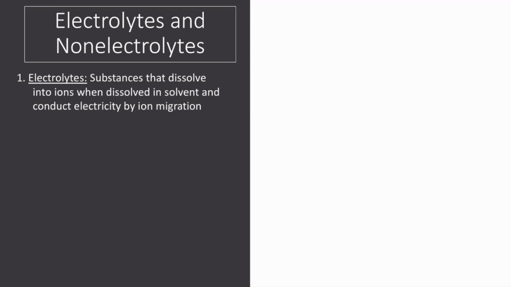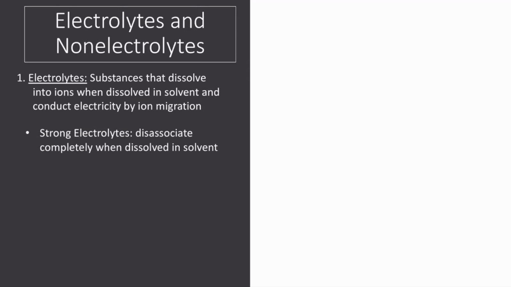In this video, I will talk about aqueous solutions and precipitation reactions. First, let's define electrolytes and non-electrolytes. Electrolytes are substances that dissolve into ions when dissolved in a solvent. In this case, we will use water as the solvent, and electrolytes conduct electricity by ion migration.